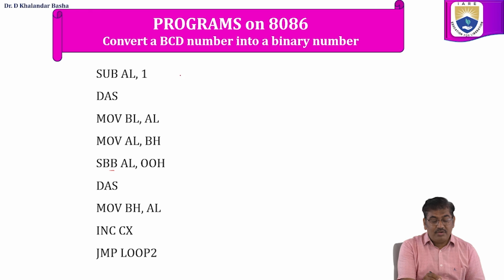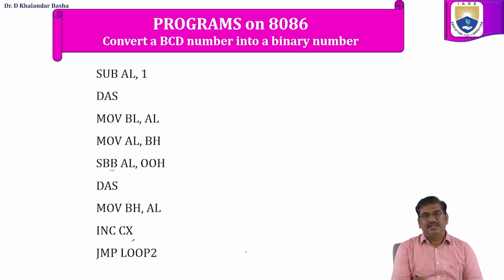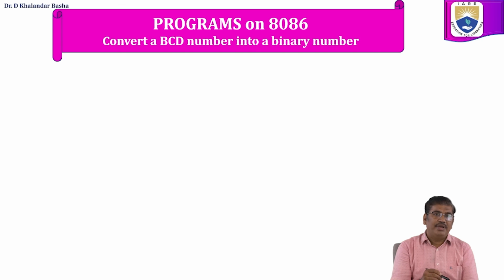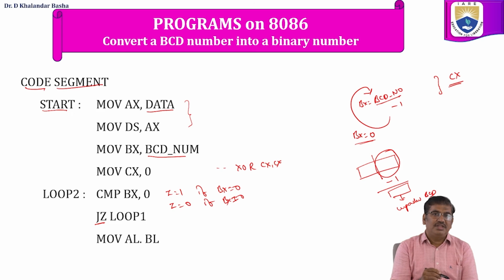For every one step of subtraction, we are going to increment the CX register. Once one subtraction is done, we go back to loop 2 without conditional checking, which is an unconditional jump. So here we jump to loop 2, where we compare the BX register with 0. This process will continue until BX is equal to 0.